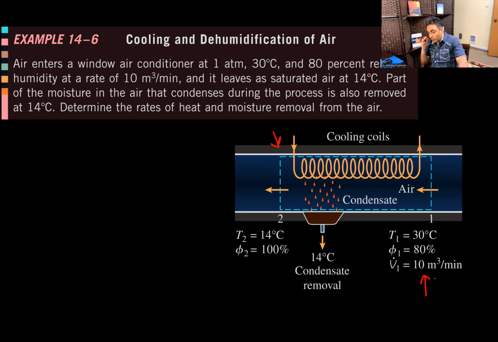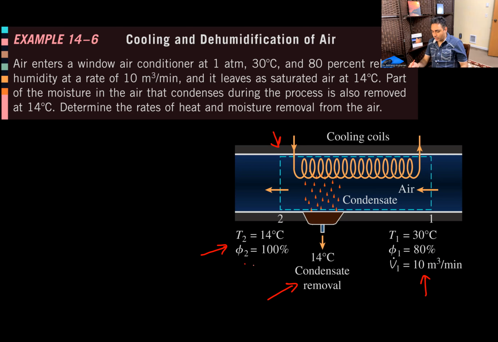Then what it says is that when it comes out of the other side, this is what I want. I want to reduce that temperature from 30 degrees Celsius to 14 degrees Celsius, and I want it saturated. Why do I want it saturated? It's going to be saturated anyway, because this problem involves condensation. If you have condensate removal here, definitely phi is 100%. Because phi is 100%, you have condensation here. It's inevitable, basically.